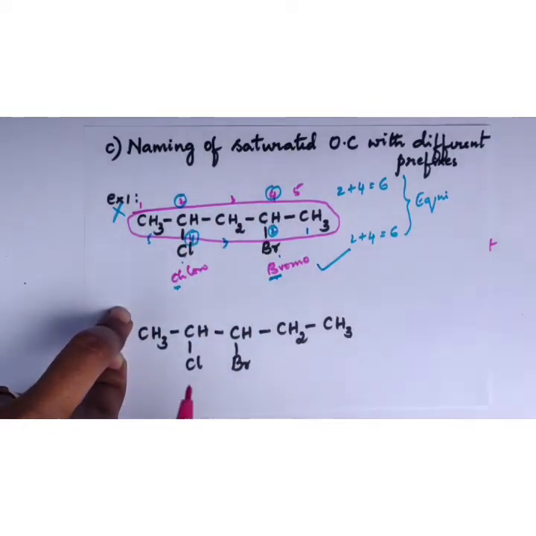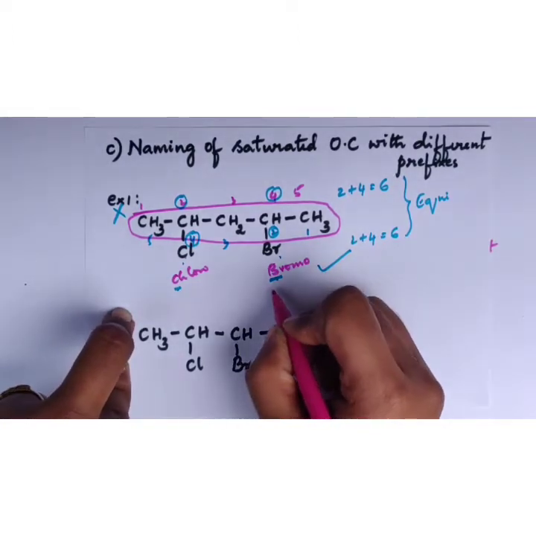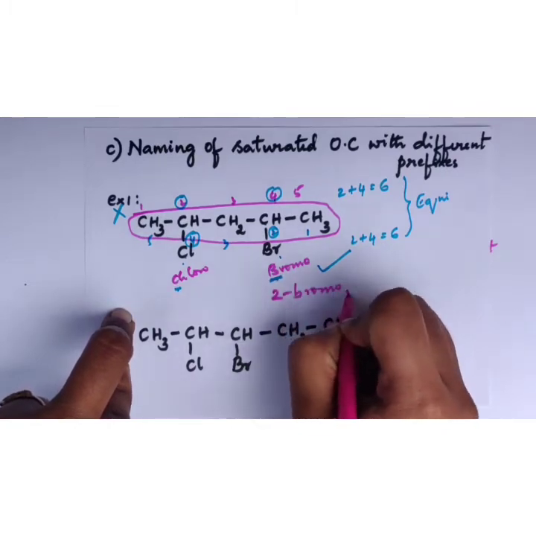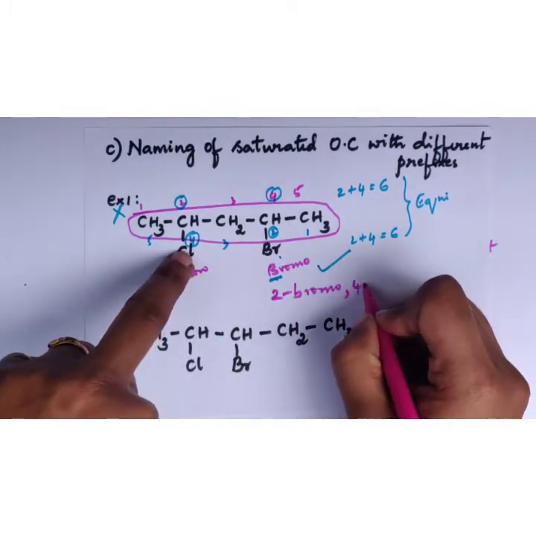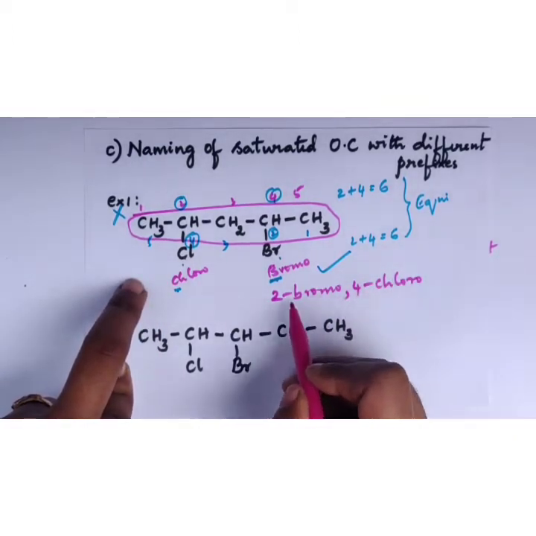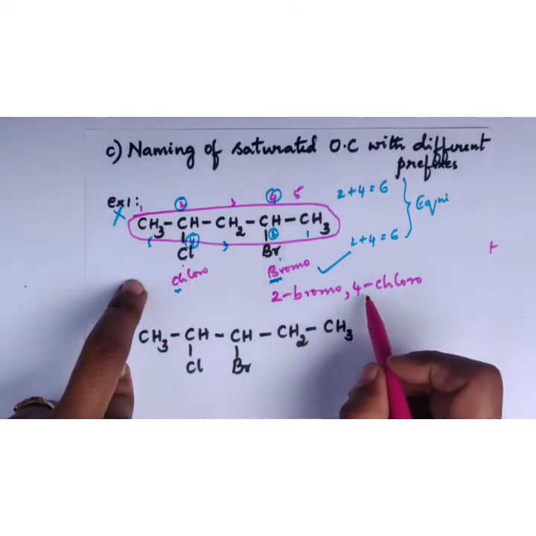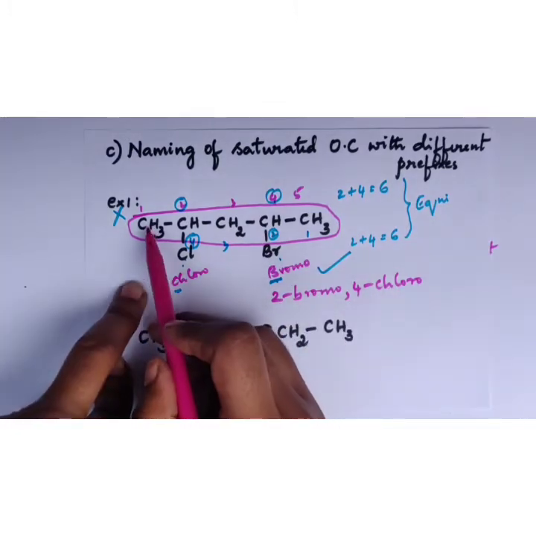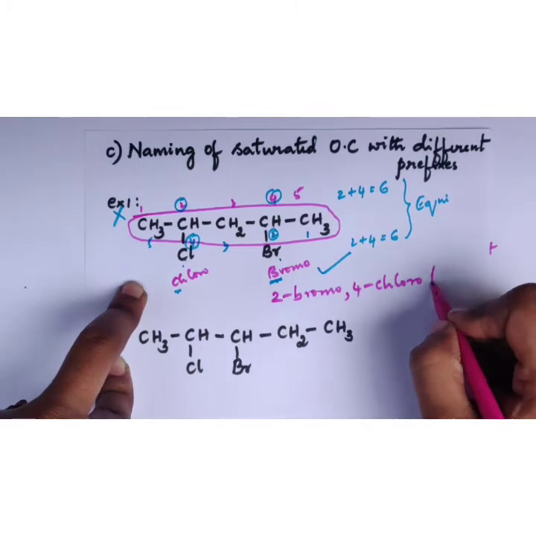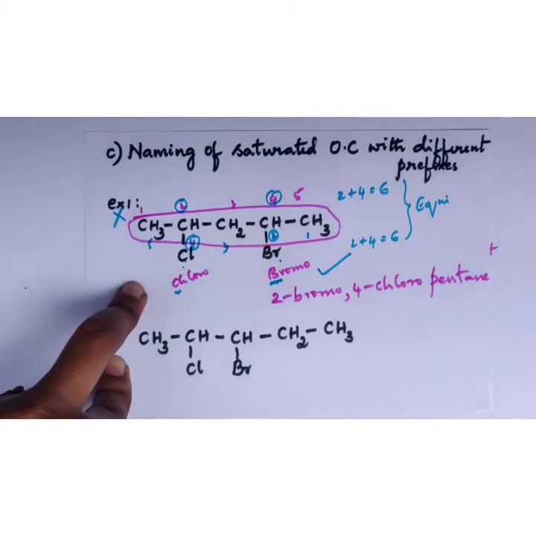So for naming, whatever the organic compound, it goes according to the alphabetical order. So remember, naming also is according to the alphabetical order. That means it is 2-bromo, 4-chloro. You can't write 2,4-dibromochloro or whatever. Both are different prefixes. So it is 2-bromo, 4-chloro. Next, you have to write the root word, 1, 2, 3, 4, 5. So it is pentane. So it is 2-bromo-4-chloropentane.